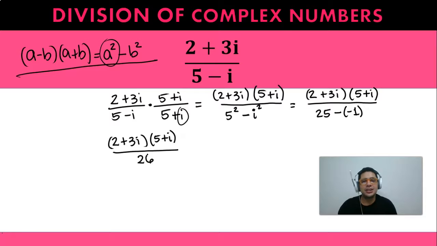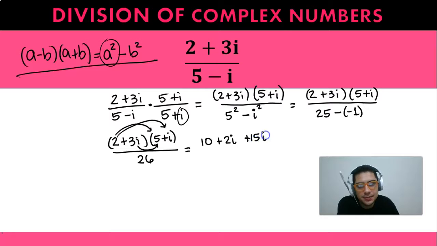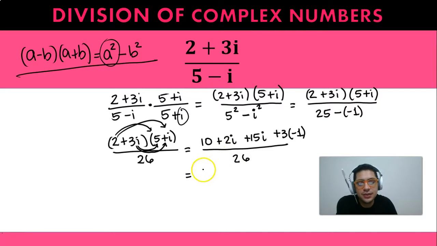And now the numerator is a simple multiplication of two complex numbers. So we're going to get 2 times 5 and 2 times i, which is going to be 10 plus 2i. And then we get 3i times 5, which is plus 15i. And we get 3i multiplied by i, which is going to be plus 3 times i times i, which is minus 1. And that is going to be divided by 26. So it's going to give us an answer of 10 plus 2i plus 15i minus 3, and that is going to be divided by 26.